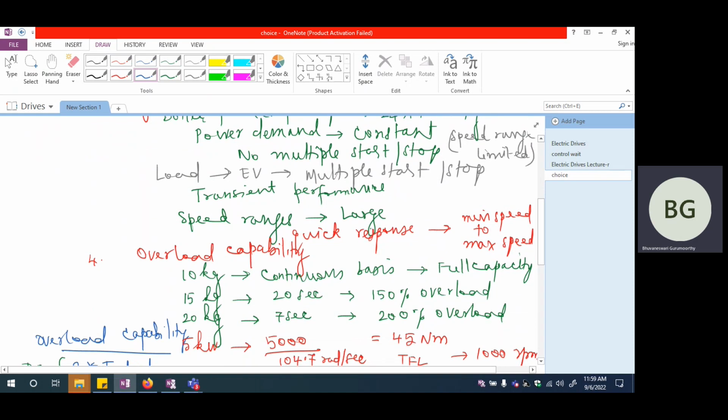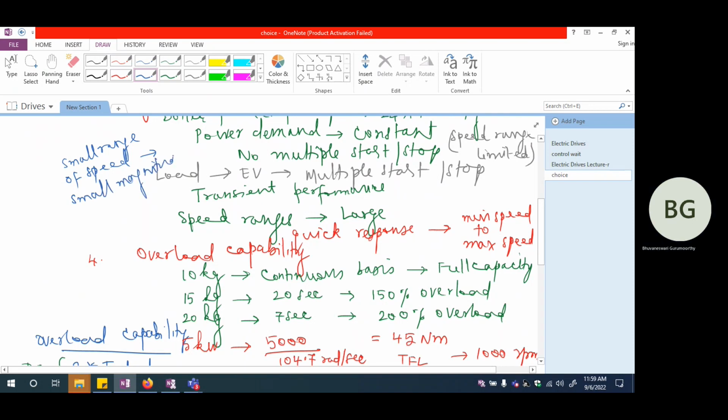So speed range again depends upon what kind of application we have. I already told you that electric vehicles will require huge range of speed. Some of the applications like lens adjustment in a microscope will require only a very small range of speed and with very small value of speed also, small magnitude as well. For example, in the case of microscope lens adjustment.